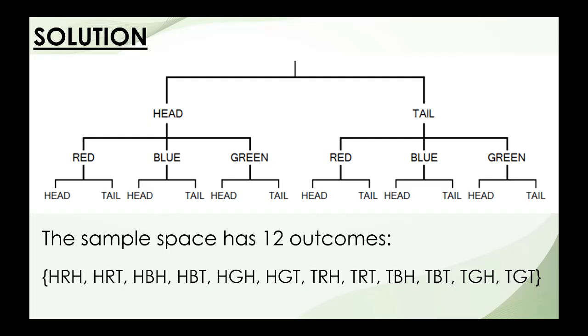Why is it important to know sample space? Well, sample space is what tells you how to find probability, because we're always measuring probability in relation to the total number of outcomes. So if we don't know how many things are in the sample space, we don't know how to compute the probability.